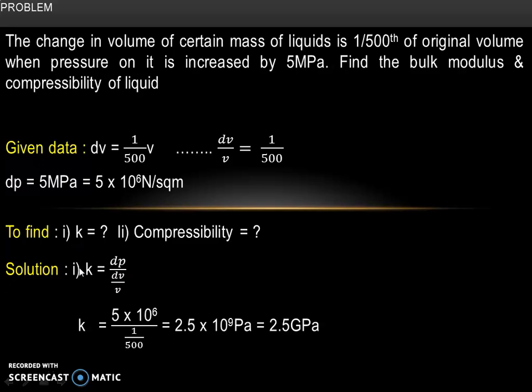To find the first term, that is bulk modulus, the formula available is K is equal to dP whole divided by dV by V. Substitute the values given in the problem. dP is equal to 5 into 10 raised to 6 and dV by V is equal to 1 divided by 500. So we get the value of K as 2.5 into 10 raised to 9 Pascal, or it can be written as 2.5 gigapascal.